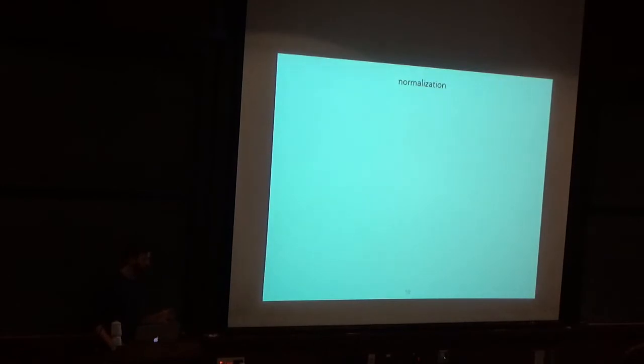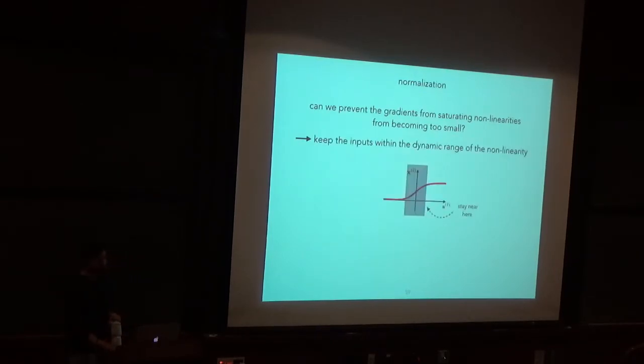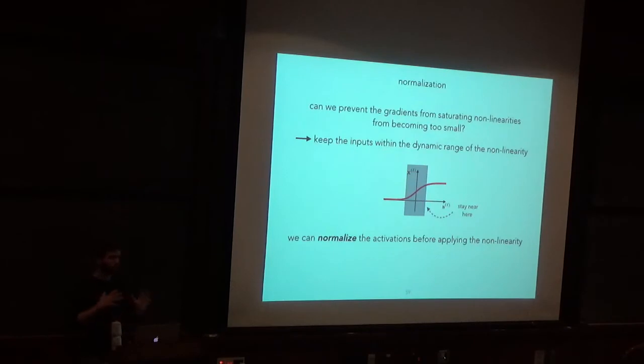So the next idea that we'll get into is normalization. We saw how, if the inputs to this nonlinearity get too far away from the origin, we're going to saturate our nonlinearities. What if we just kept them in the range where the derivatives are large enough? So we're going to keep it in the dynamic range of the nonlinearity, in this gray region that I've highlighted here. Could we just do that? We could think about actually normalizing the activations before we apply the nonlinearity, which would shrink the set of points toward the origin and keep the inputs to this nonlinearity in this dynamic range.